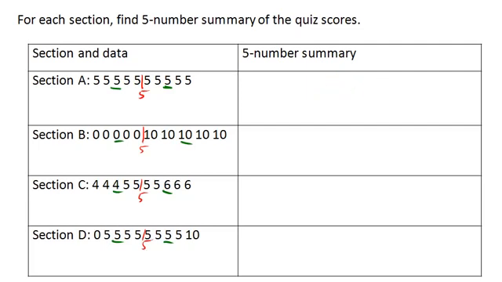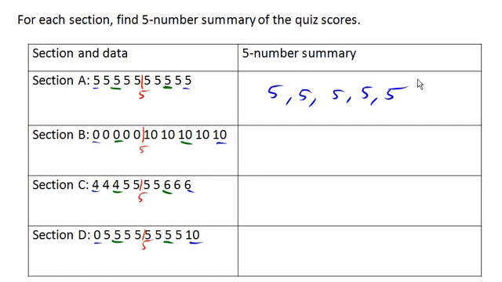And then, of course, we have our minimum and our maximums for each of these data sets. And now we can write our 5-number summaries. So for this data set, it is 5, 5, 5, 5, 5. They're all 5, right? Why? Because all the data is 5.